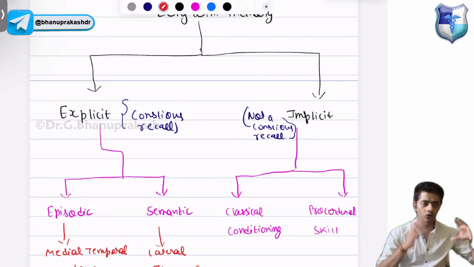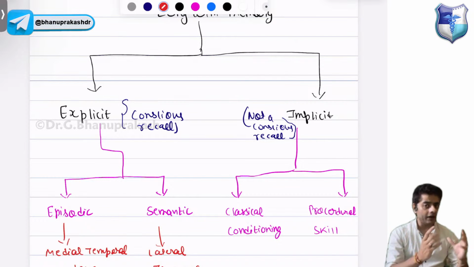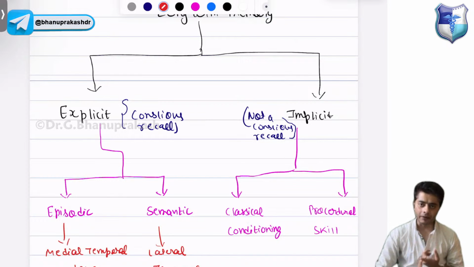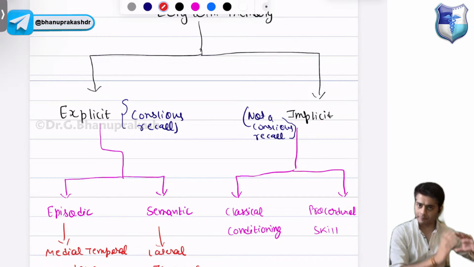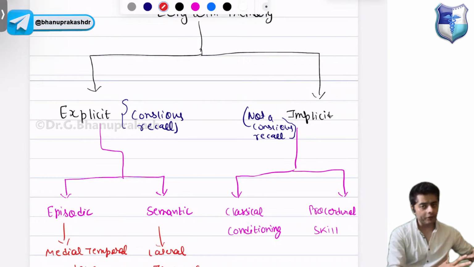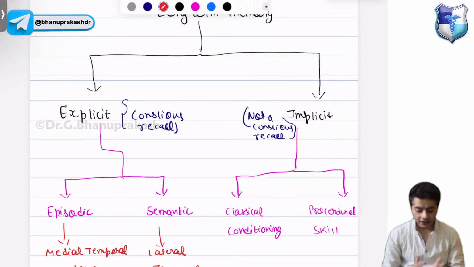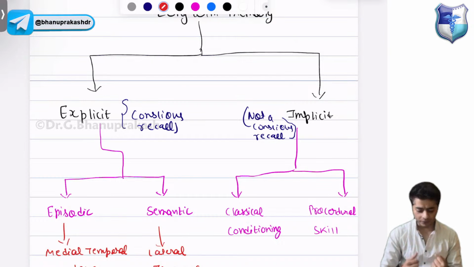Episodic is, suppose, you went to an important birthday party and you are remembering that party and the events related to it. That is episodic. It is stored in the hippocampus, the middle temporal region. Then is semantic, in the lateral temporal lobe. It is your factual memory. Implicit has two types: procedural skill, generally at the basal ganglia level, like driving and swimming, and classical conditioning.